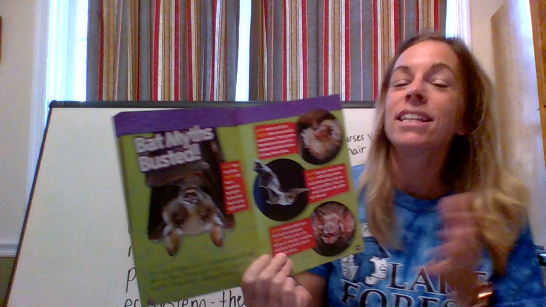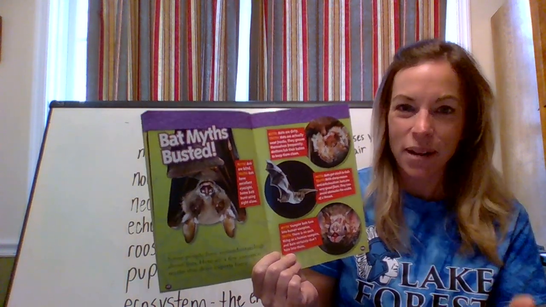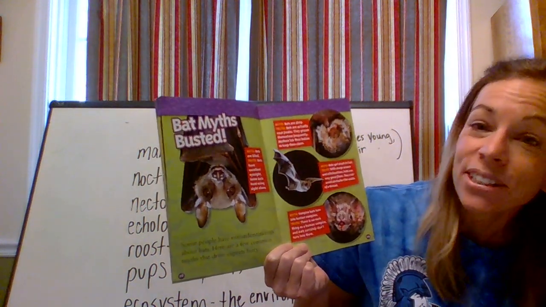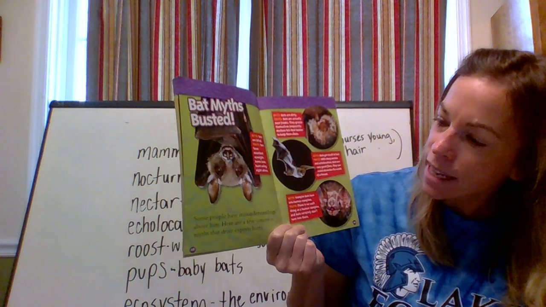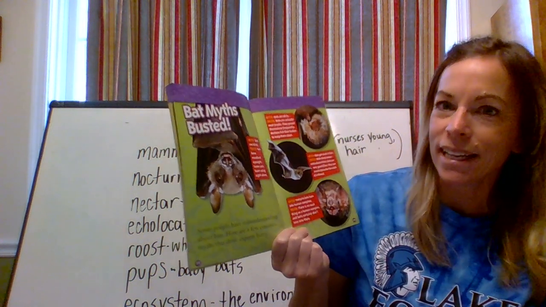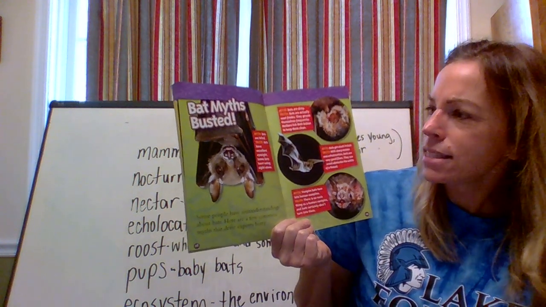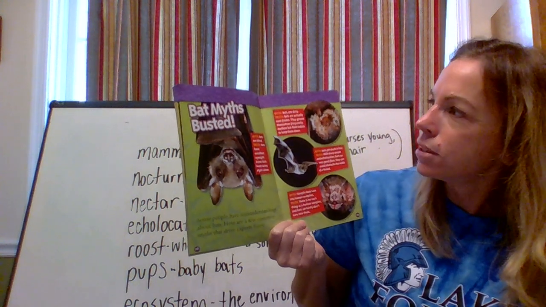And this is really the end of the story. This is just bat myths busted. So I thought you guys would find this interesting. Some people have misunderstandings about bats. Here are a few common myths that drive experts batty. Bats are blind. Bats have excellent eyesight. Some bats hunt using sight alone.